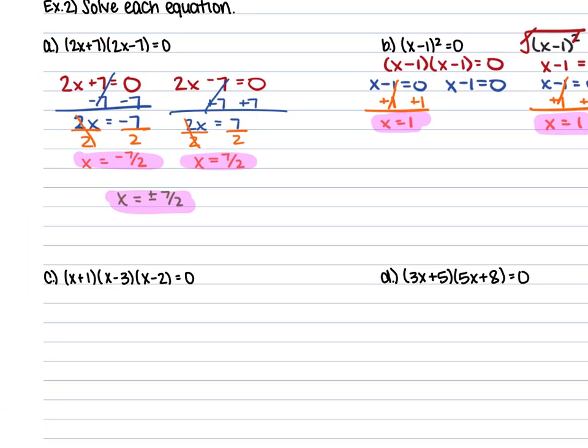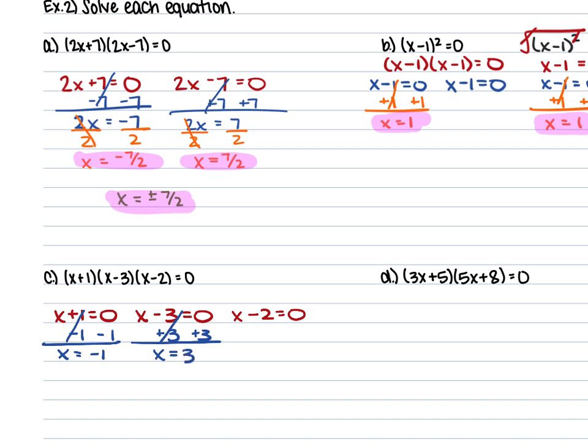For example C, we have x plus 1 times x minus 3 times x minus 2 is equal to 0. For this one, we're going to set the x plus 1 equal to 0, the x minus 3 equal to 0, and the x minus 2 equal to 0. From here, for x plus 1 is equal to 0, we subtract the 1 from each side, and we get that x is equal to negative 1. For x minus 3 is equal to 0, we add the 3 to both sides, and we get that x is equal to 3. For x minus 2 is equal to 0, we add the 2 to both sides, and we get that x is equal to 2. So we have x is equal to negative 1, x is equal to 3, and x is equal to 2.